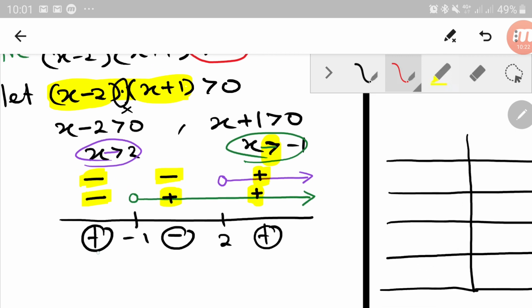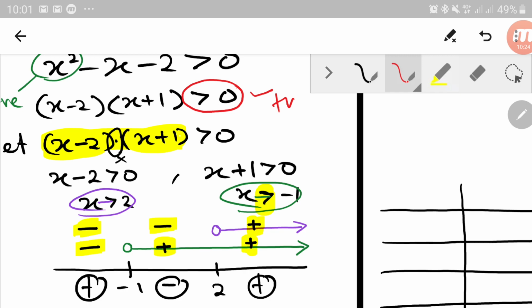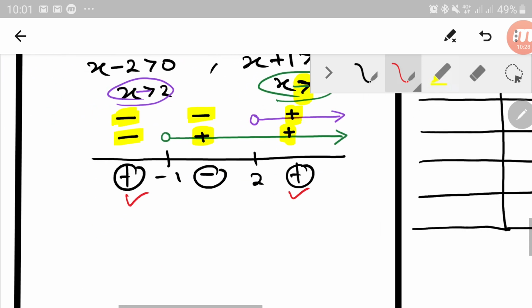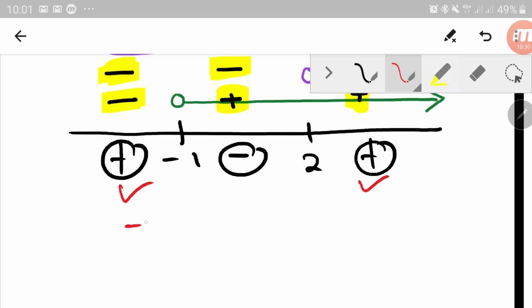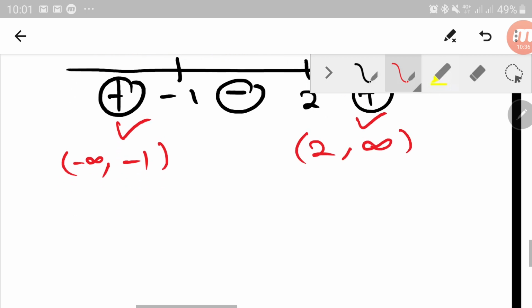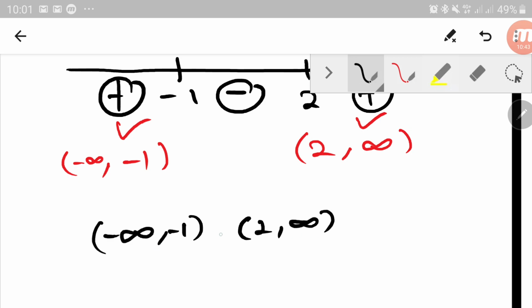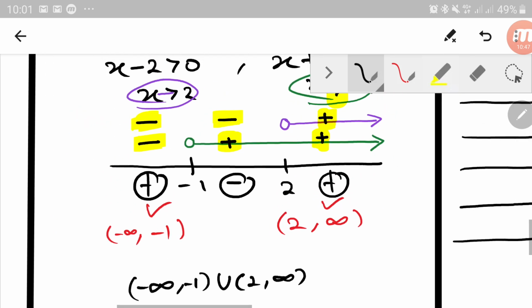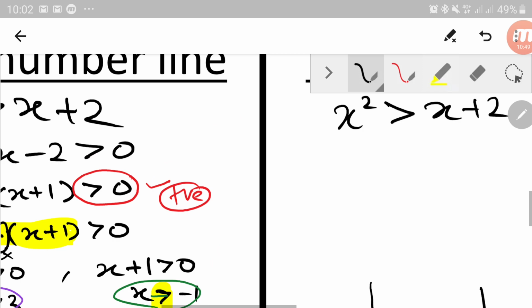Greater than 0 is positive. Where is positive? This is positive, this is positive. So the one that we want is minus infinity to -1, open, open, and 2 to infinity, open, open. How to write it in final form? Copy, paste, and then put union. So that's how we do a real number line.